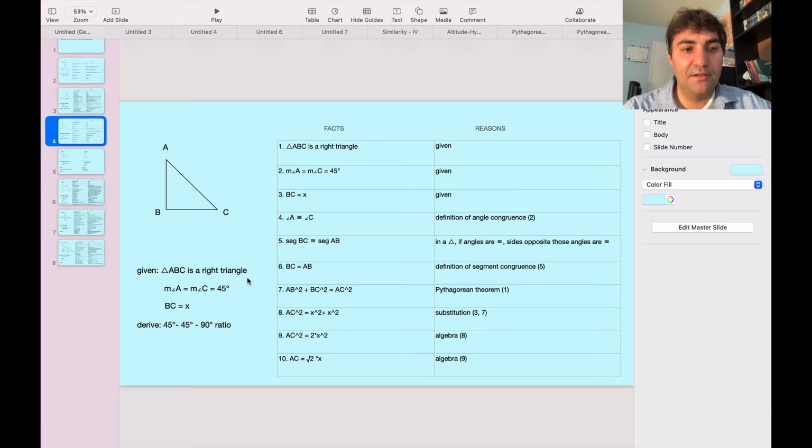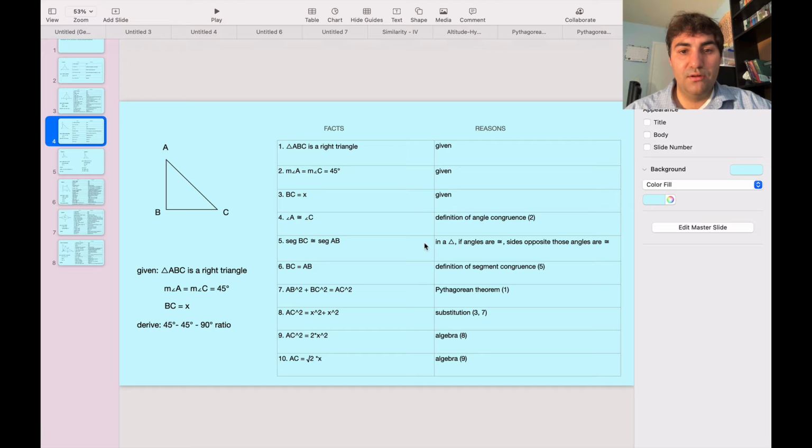So we're given that triangle ABC is a right triangle. The measure of angle A is equal to the measure of angle C, which is equal to 45 degrees, and we let the length of BC equal X. Derive the 45-45-90 degree ratio. So I write down what I know, and I know that angle A is congruent to angle C because the measure of angle A equals the measure of angle C.